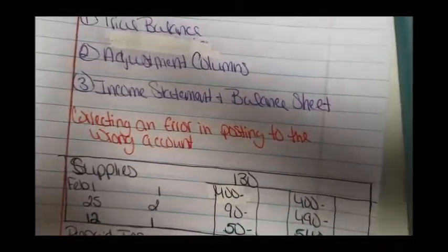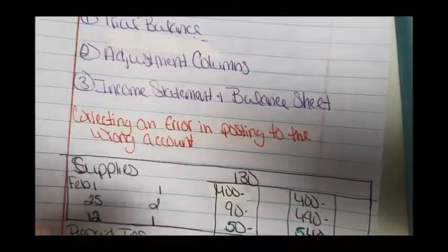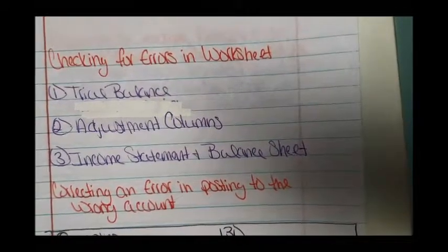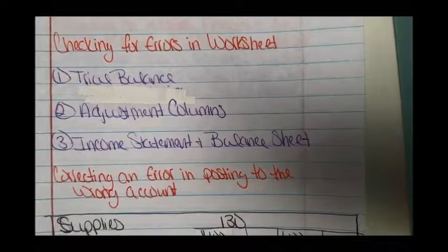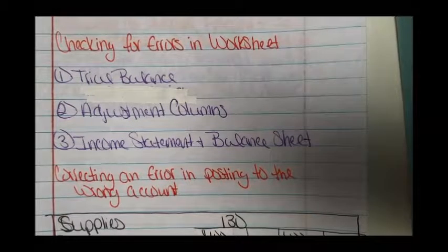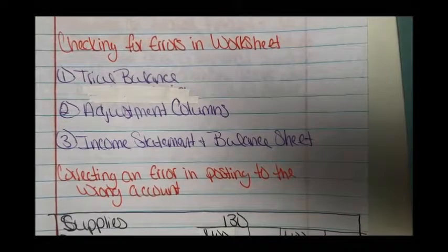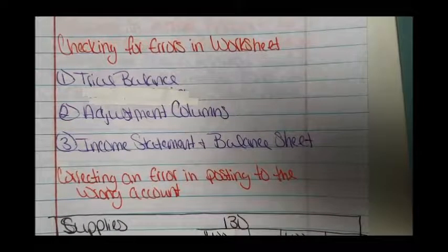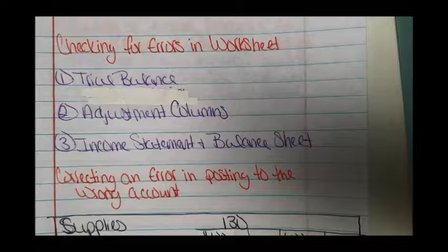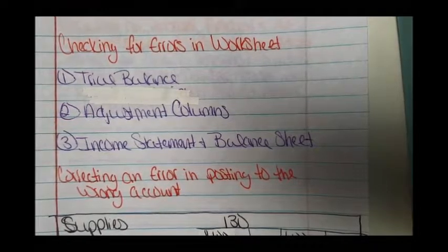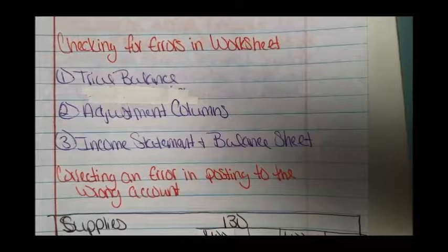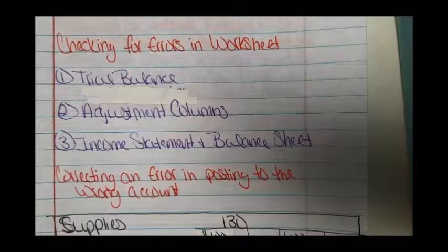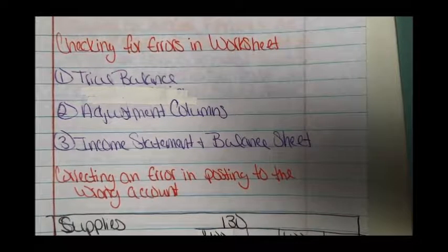So some ways you can check for your errors. Checking for the errors in your worksheet, look in your trial balance. Okay? You can follow along with this in your book on page 168. So in your trial balance, have all the ledger account balances been copied into the trial balance column correctly? That's where a lot of errors are happening. Number 2, have all the general ledger account balances been recorded correctly in the trial balance?